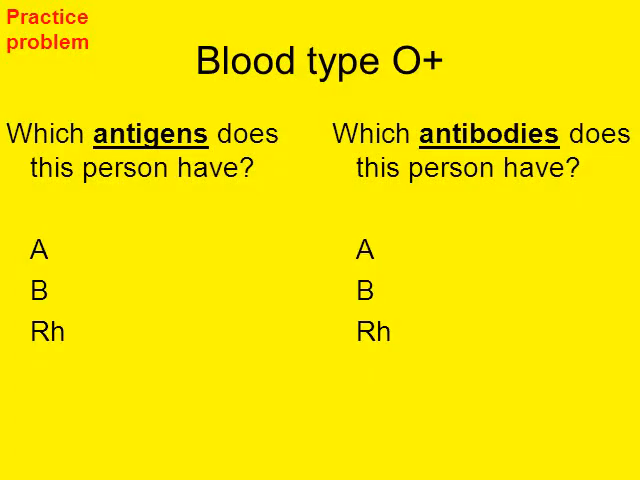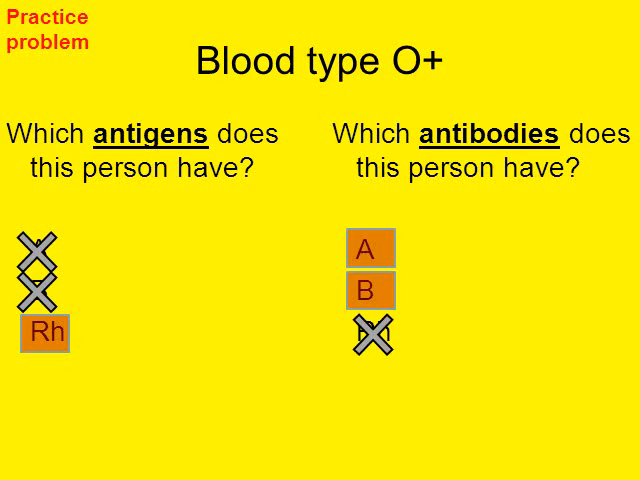How about this one? If you're O positive, what antigens do you have? Pause the video. I'm going to go over the answers in 3, 2, 1. If you're O positive, O means no. No, you don't have an A. No, you don't have a B. But the positive means yes, you have an Rh. So what antibodies? Again, the rule is if you have one, you don't have the other. So if you don't have an antigen, yes on the A antibody, yes on the B antibody. But they have an Rh antigen, that means they will not have an Rh antibody.